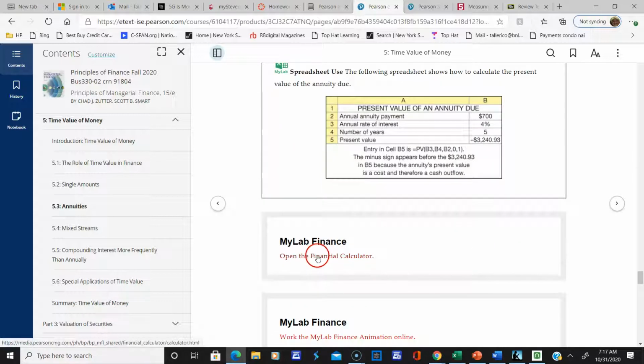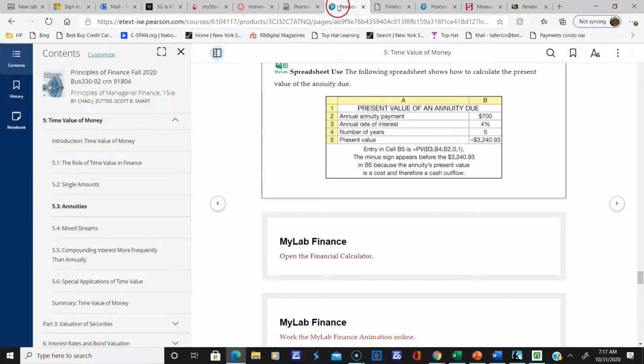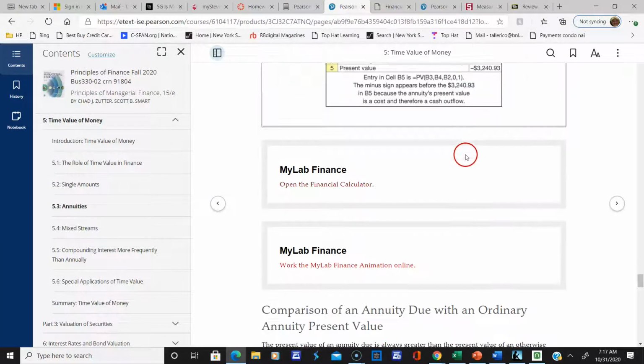Here you can open up the financial calculator. So let's do that. There you go. And it's usable. So you have that to work with.